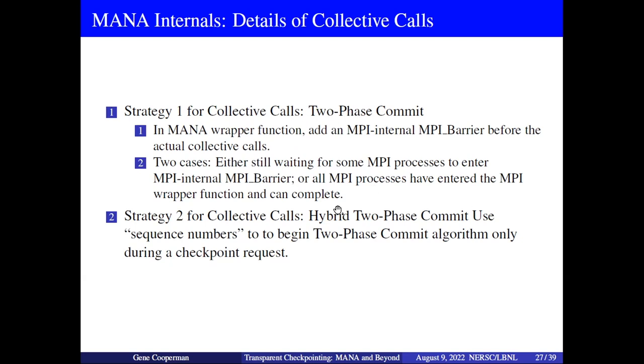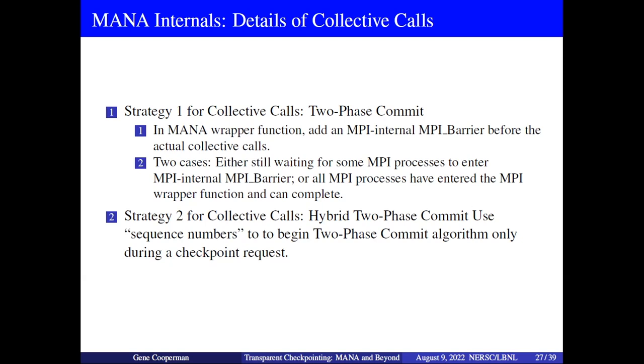For a hybrid two-phase commit, I won't go into the details here. That's work that's still being developed by Yao Xu, but he will talk about that more. I'll just give you this one teaser. Why do we even care? What's wrong with two-phase commit? What's wrong with two-phase commit is it turns out that that produces a lot of runtime overhead.